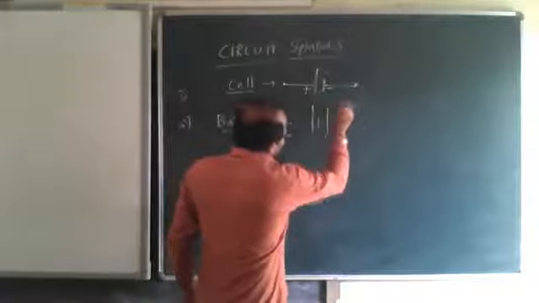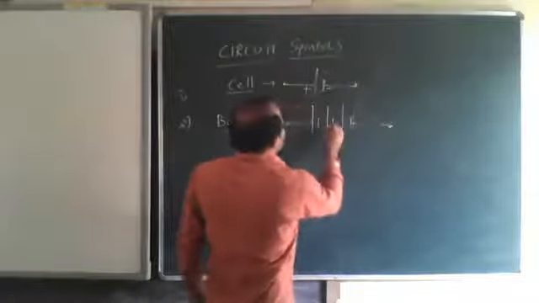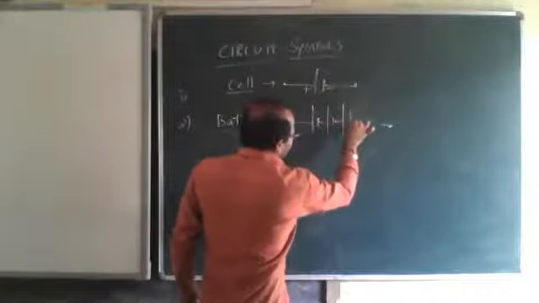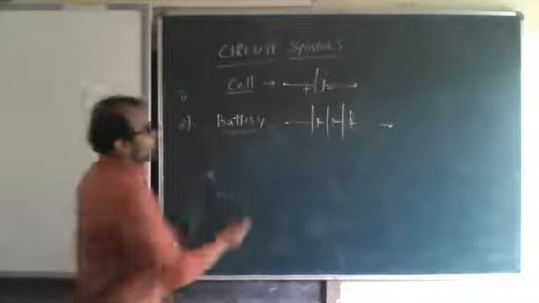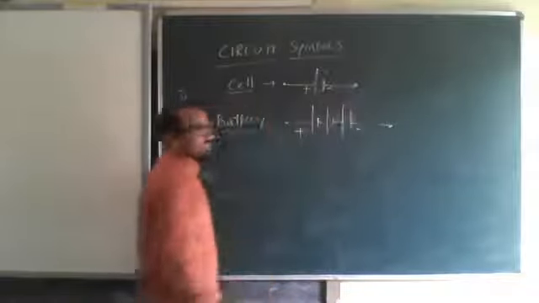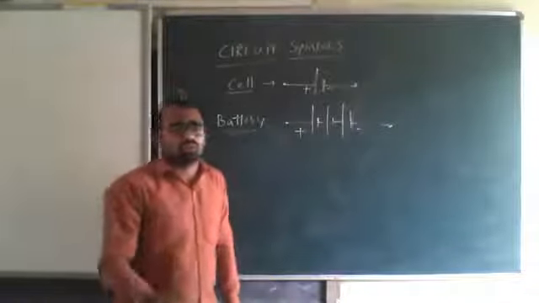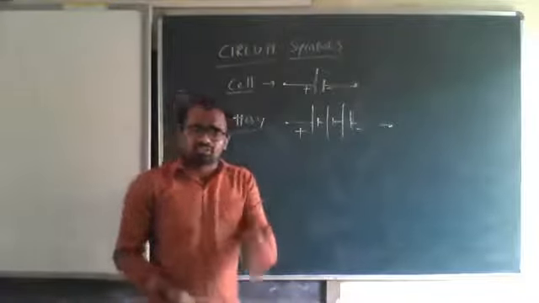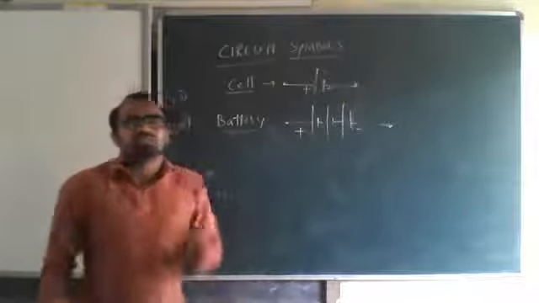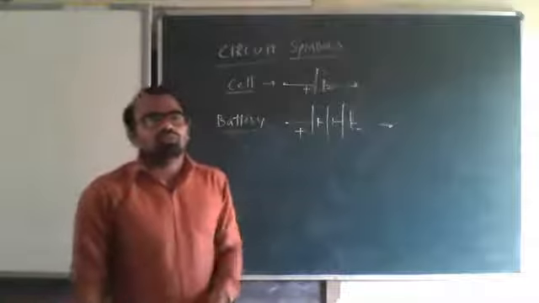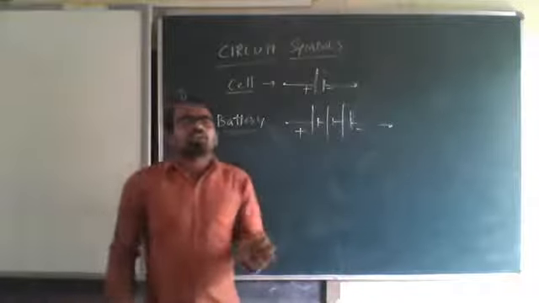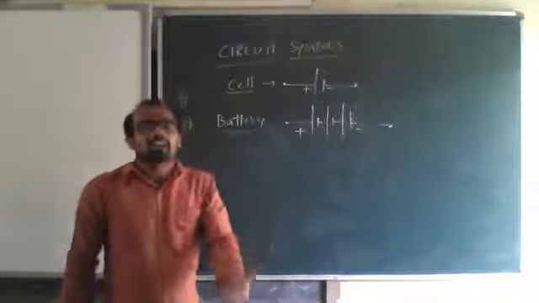So we can say like this: this is the battery. The cells should be connected properly. So this is a battery, plus minus. Here one cell, here one cell, here one cell. Three cells are connected. There is no such rule that only three cells are connected. It can be two cells also, it can be four cells also. So a combination of cells is called a battery. A question might be asked: define battery. Battery is nothing but a combination of two or more cells.